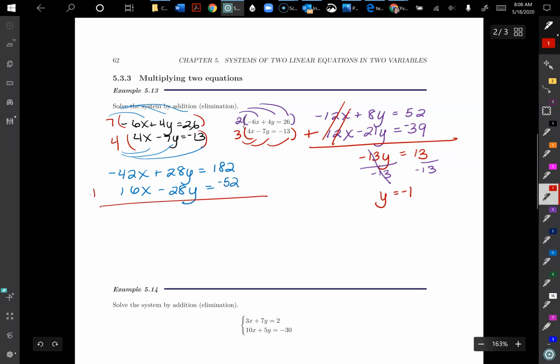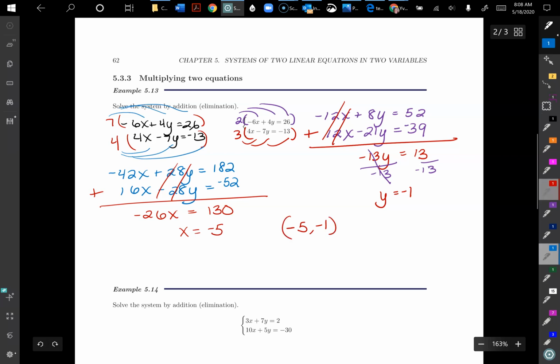Then go ahead and add them together. These cancel out. I get negative 42 plus 16, which is negative 26x equals 182 minus 52. It's 130 divided by negative 26, and I get negative 5, which is what I'm looking for. Again, you can verify by graphing. You can verify by plugging in.